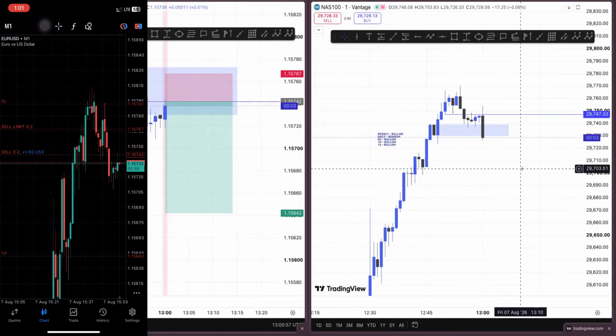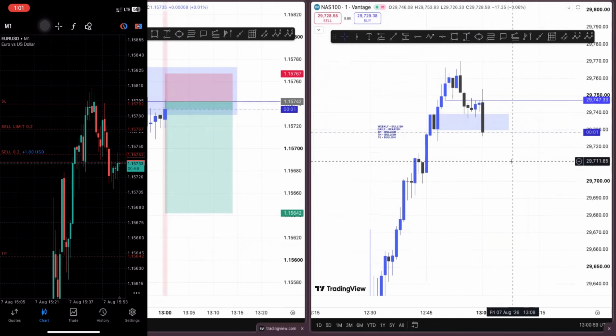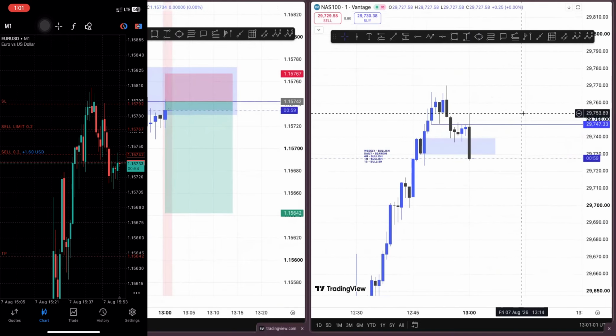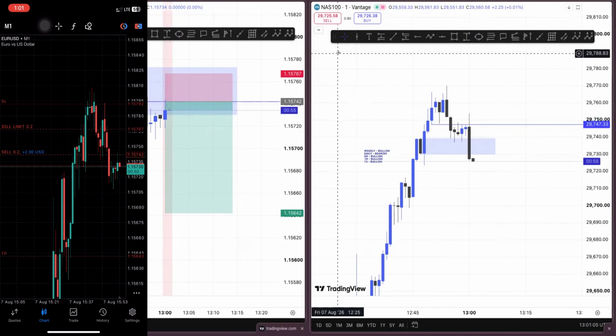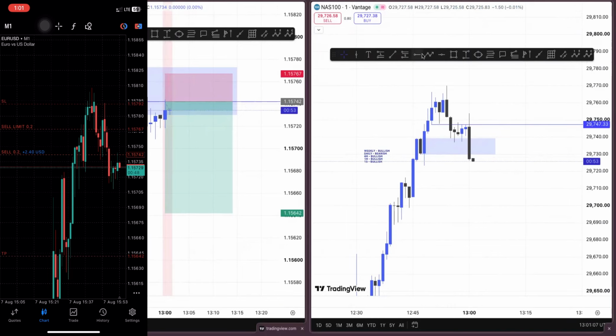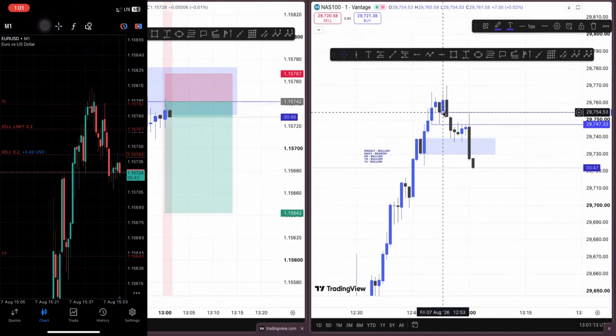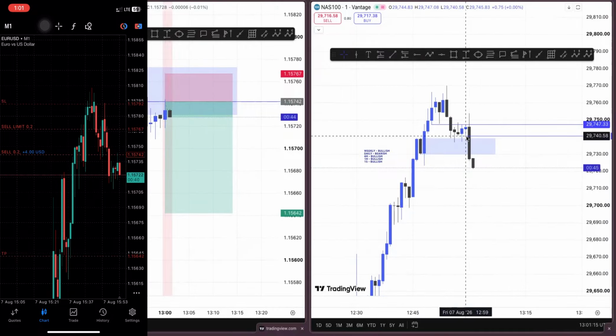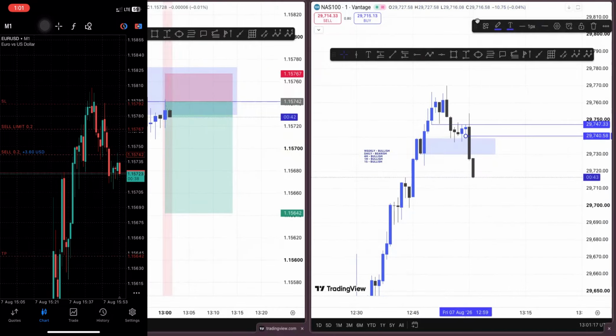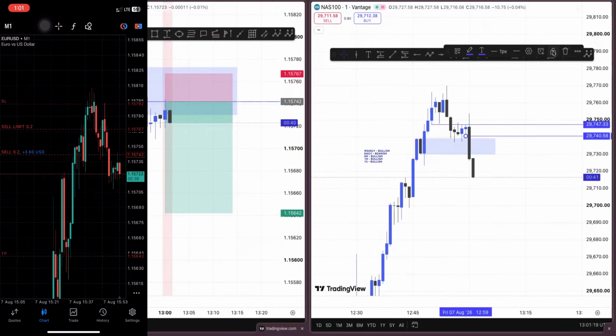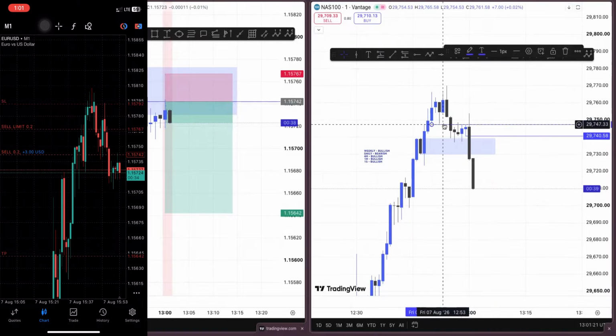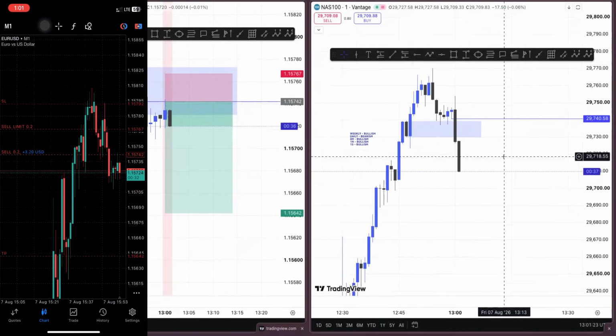NAS100 is also invalidating. Okay, so NAS100 just invalidated the demand. So my demand has been touched, my supply has been touched. This is my supply right here. I'll go on and set my sell limit on NAS100.